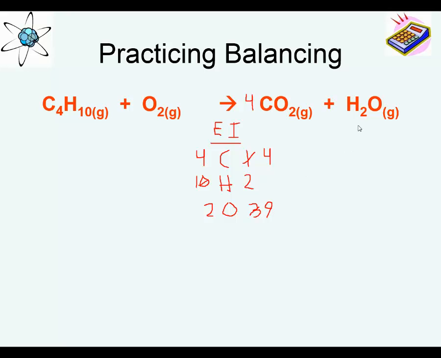I didn't change the number of hydrogens, so I left that alone. So my carbons are balanced, but I'm not balanced for hydrogens. So if I want to balance for hydrogens, I need to have 10 hydrogen atoms on the right-hand side. Now, since water molecules consist of a packet of 1 oxygen atom and 2 hydrogen atoms each, if I were to have 5 water molecules, which I'm going to indicate with a coefficient of 5, 5 times 2 gives me a total of 10 hydrogen atoms.